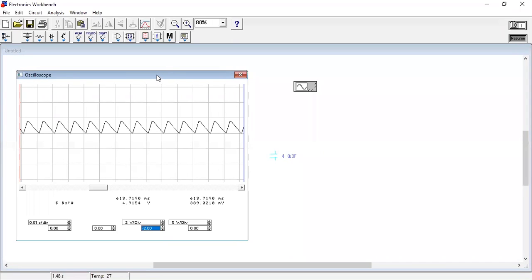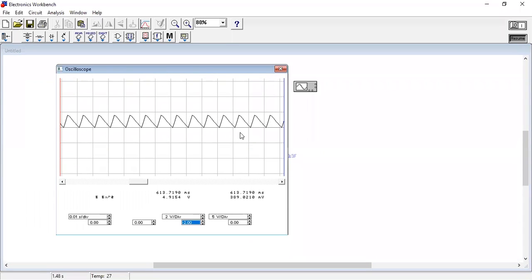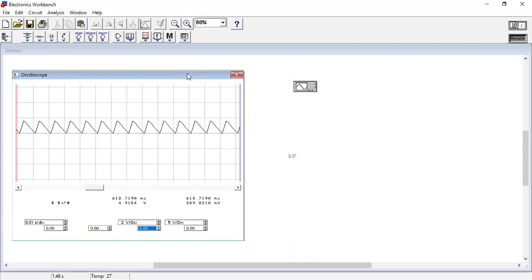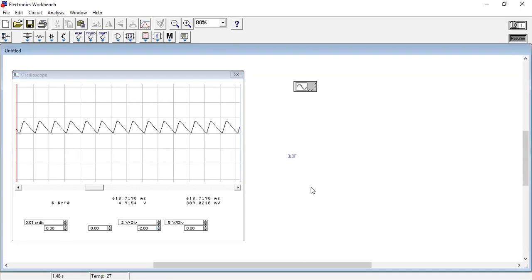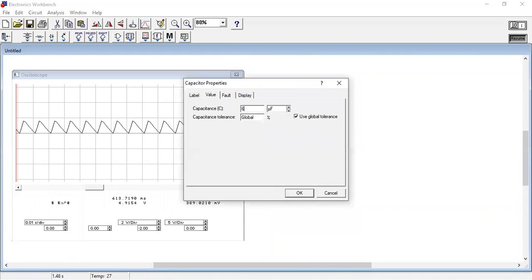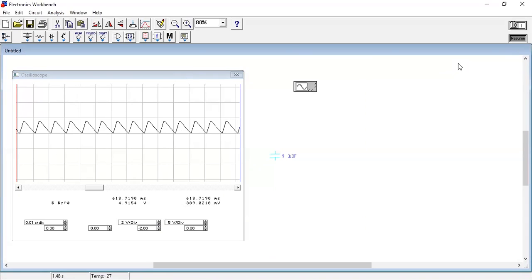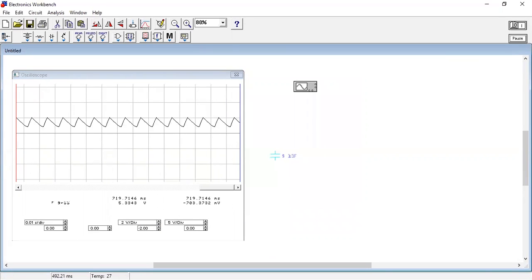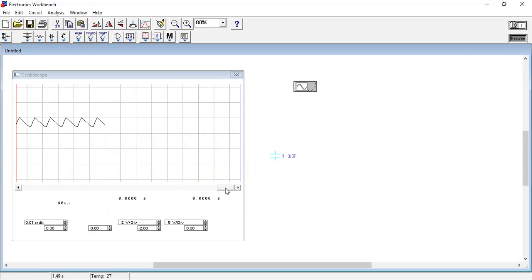So we can change the capacitor's value to 60 microfarad, and we can run. Okay, one box belongs to 2 voltage. So in here I think half of the box, no, 6 parts of the box. So one part belongs to 0.2. So 6 parts is 1.2 voltage.